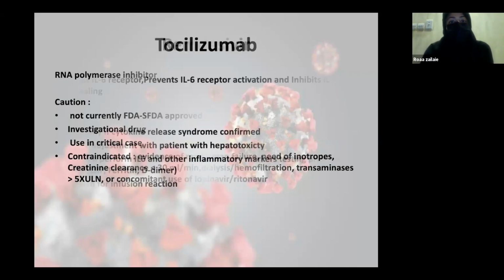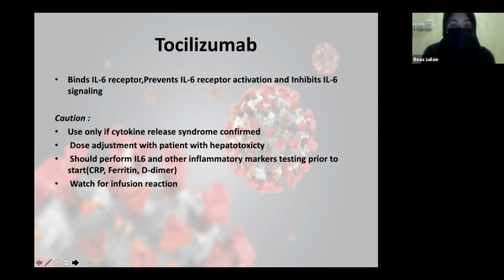The medication tocilizumab is an immunomodulator. It binds to the IL-6 receptor and is used in critical cases with evidence of cytokine storm syndrome. It requires dose adjustment in patients with hepatotoxicity, and IL-6 and other inflammatory marker testing should be performed prior to starting, like CRP, ferritin, D-dimer. It can cause very bad infusion reactions, and it is available as a subcutaneous injection.